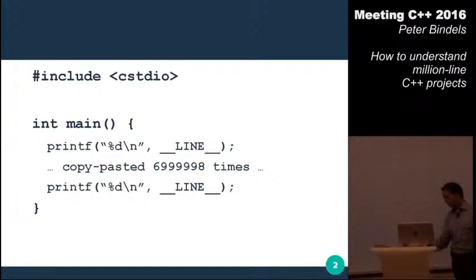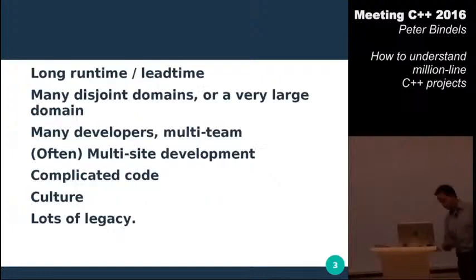I'm talking about million line projects that have a really long lead time, that have been worked on for 20 years. Most of the people that are working on it now haven't seen most of the code. In fact, some of the code hasn't been seen in 10 years, but it's probably still used. It's had a lot of time to build up technical debt.